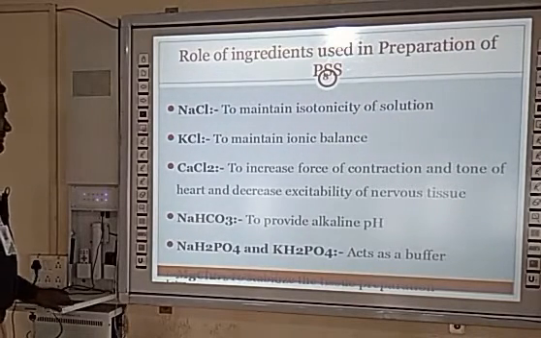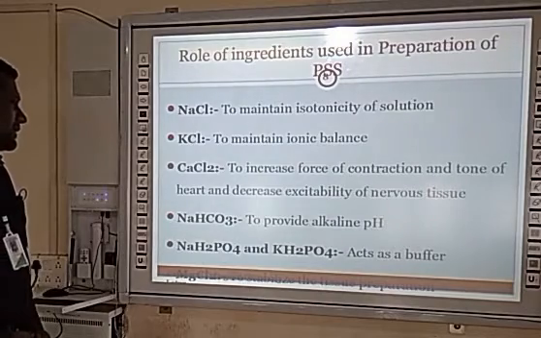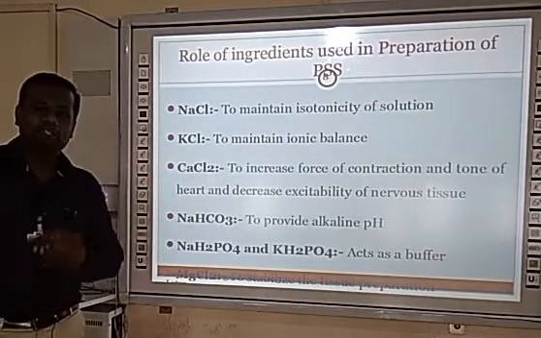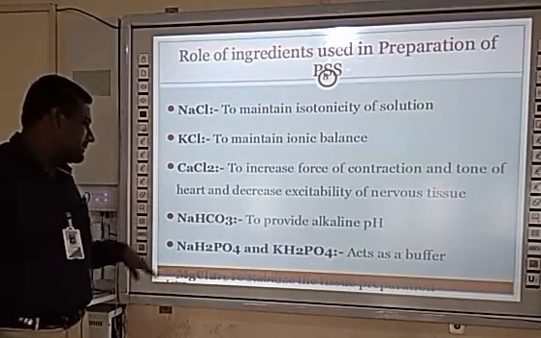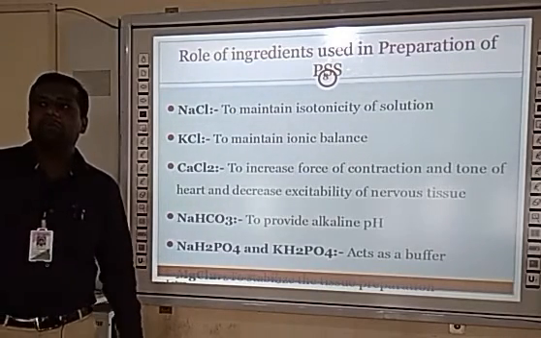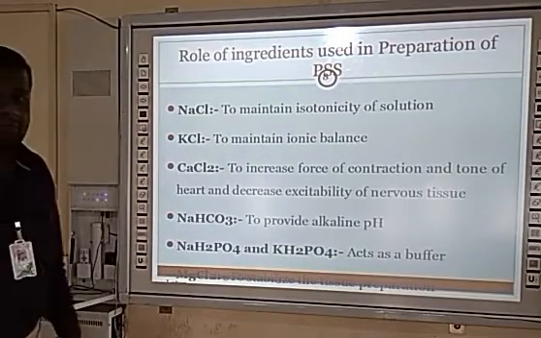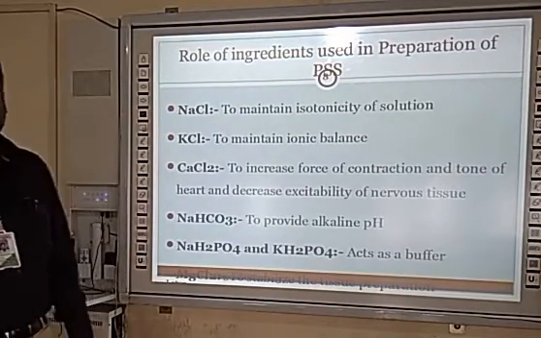So next one is magnesium chloride. Magnesium chloride is useful to stabilize the tissue preparation. So for stabilization purposes, magnesium chloride may be useful in our preparation. So that is magnesium chloride.